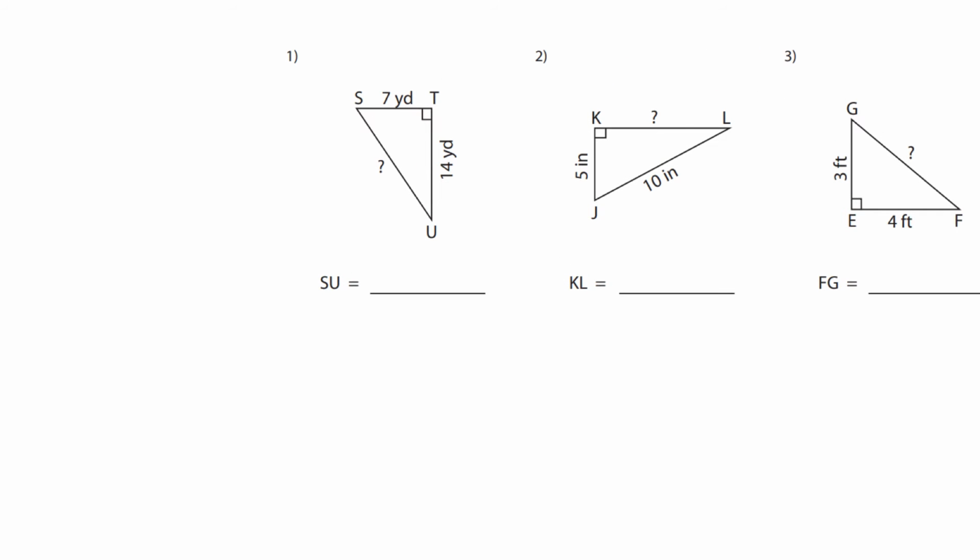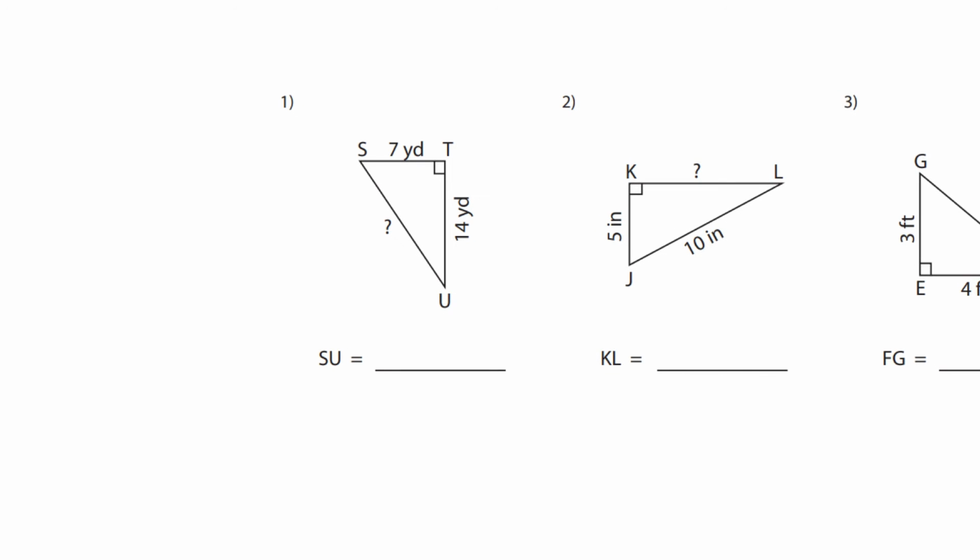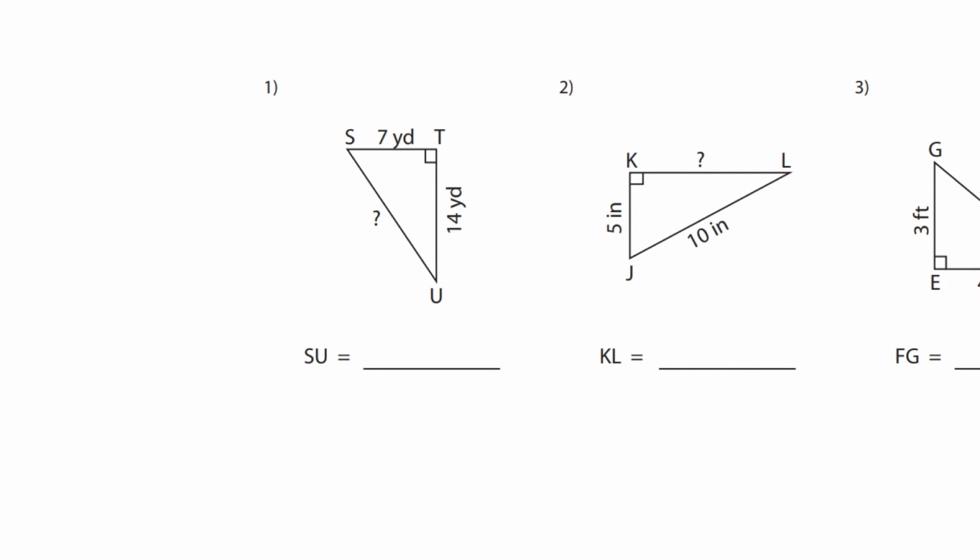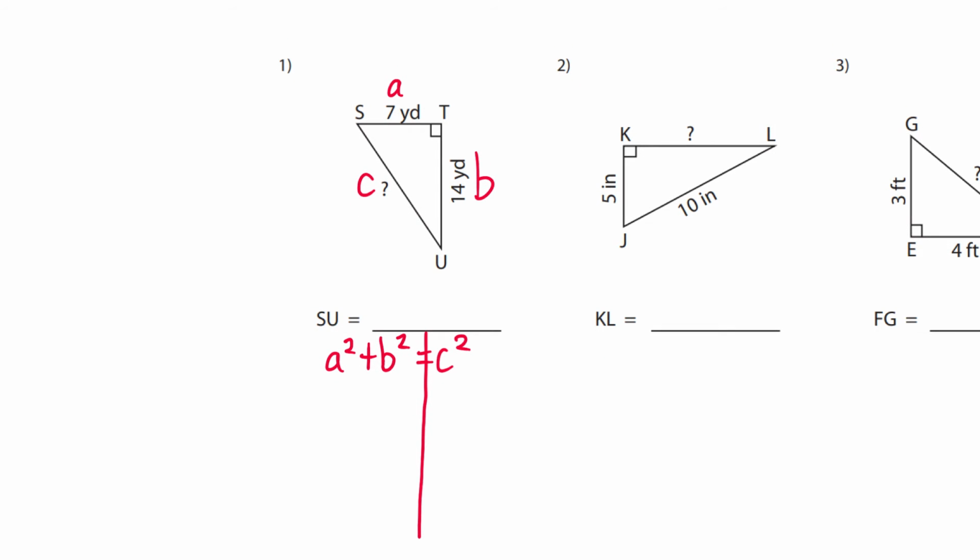Okay, so on the back, let's label this number 1. So number 1, which one is the C? The X. Yep, question mark. And then again, the A and the B don't really matter after that. As long as you get C in the right place, you're going to be good. So we're going to have A squared plus B squared equals C squared. So which one is the A, the way I labeled it? 7. So we're going to have 7 squared plus B is 14 squared equals, oh, not c squared, sorry. C is the x. We'll put x there.